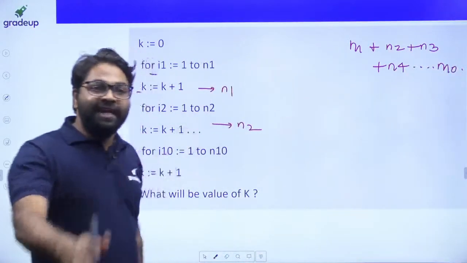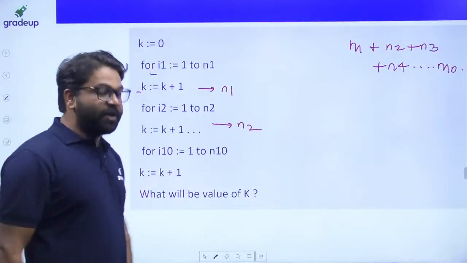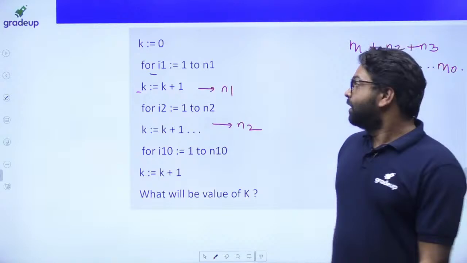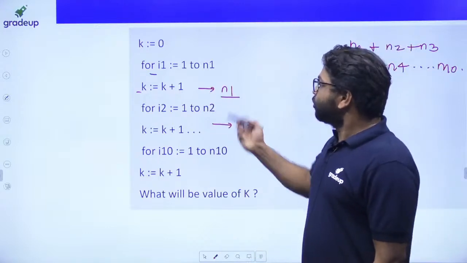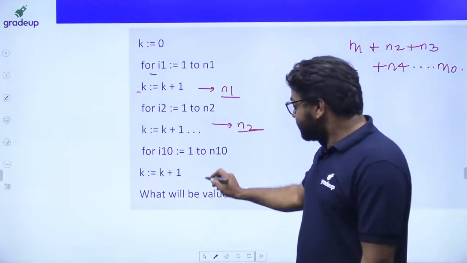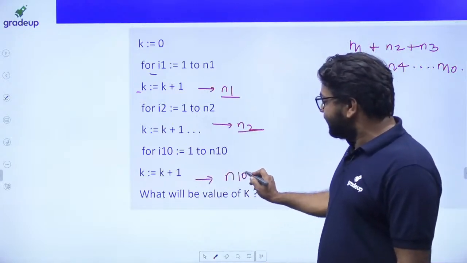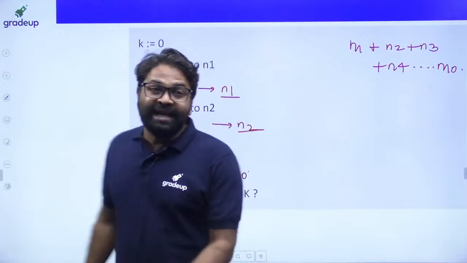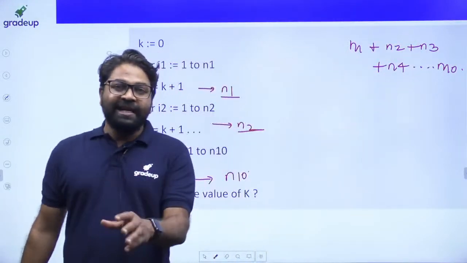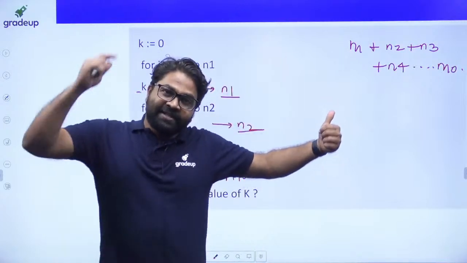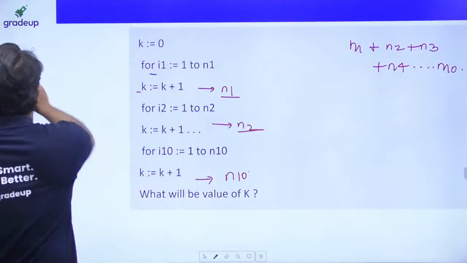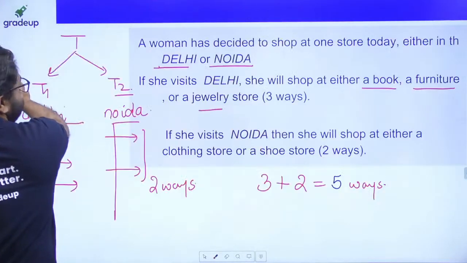I hope it's very clear in the previous one and then this particular question. What is the total number of ways you will get over here? The total ways you will get N1, N2, and in this manner N10. So the total is N1 plus N2 plus N3 and so on. I hope it's clear. In the previous example, there was N1 into N2 into N3. If you want to see the slide, I can show you the slide also.